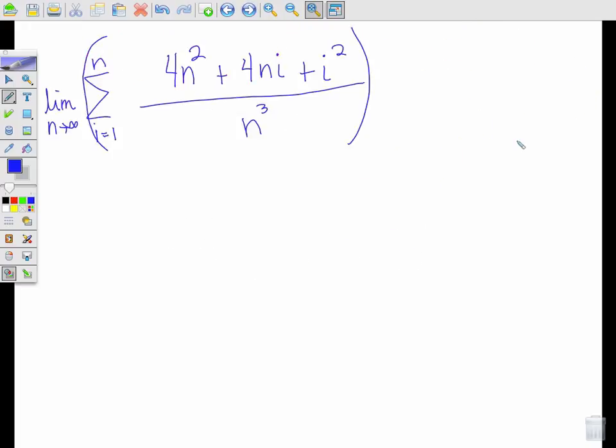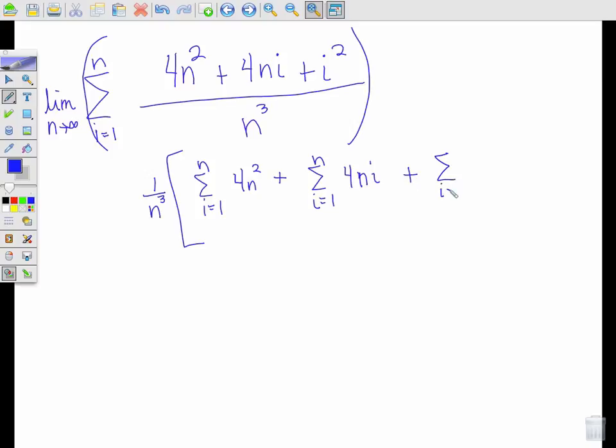That's what I have. Now, the way the summation works is that you can always pull constants and coefficients out in front. I'm going to work on the summation right now, but I have 1 over n to the third times the summation as i goes from 1 to n of 4n squared, and then plus the summation as i goes from 1 to n of 4ni, and then plus the summation as i goes from 1 to n of i squared.